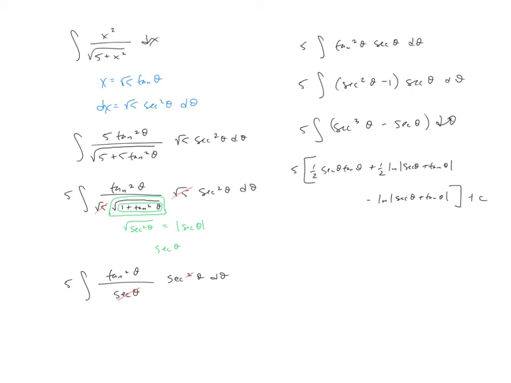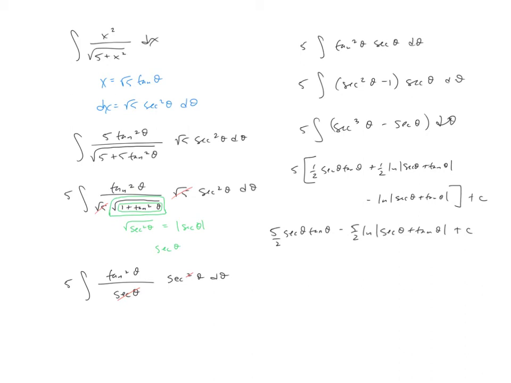And we can actually clean this up a little bit. You can see I have 1/2 here. I have a minus 1 right here. So when I combine that, I'm going to get a minus 1/2. I think now's probably a good time as well to distribute the 5 in there. So we'll have 5/2 secant theta tangent theta, and then minus 5/2 natural log of the absolute value secant theta plus tangent theta plus c.